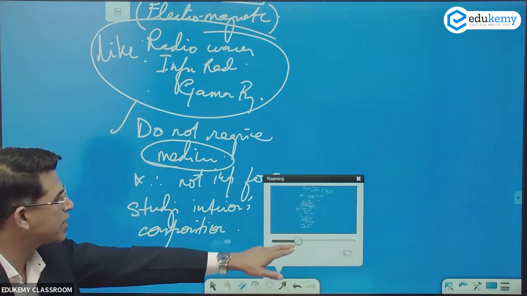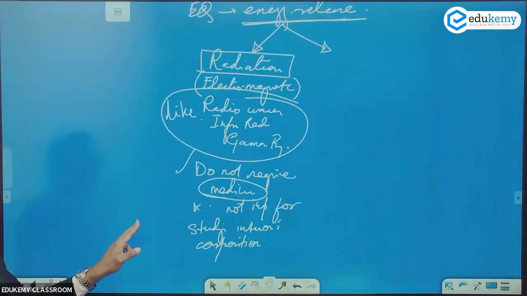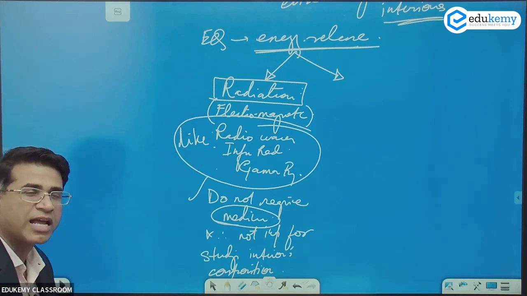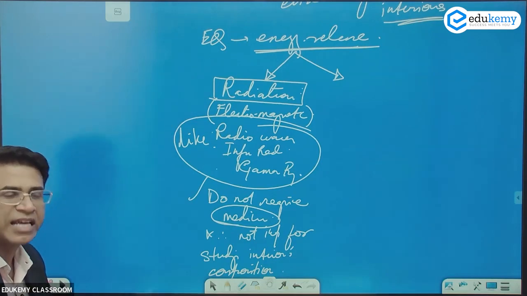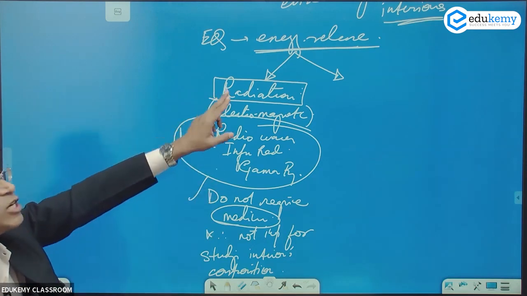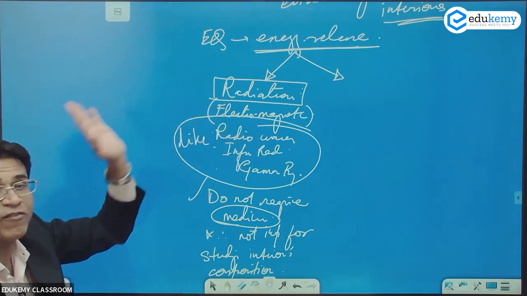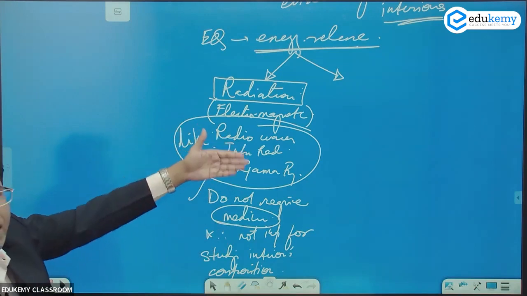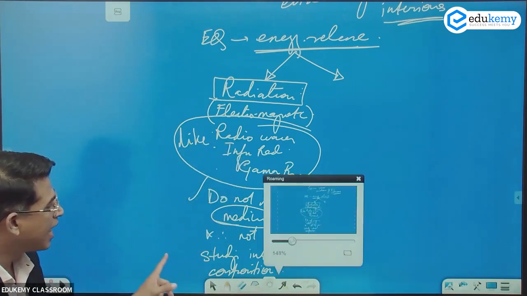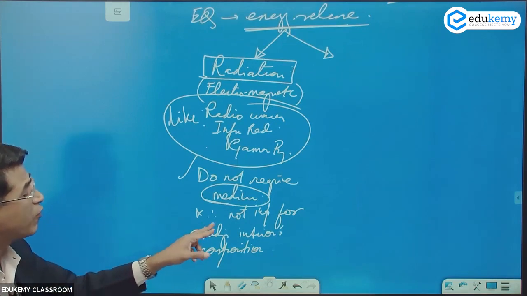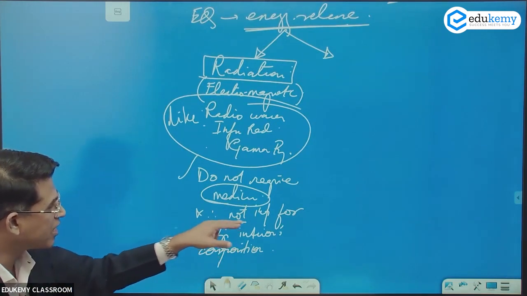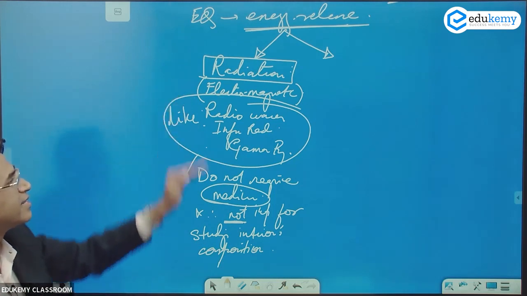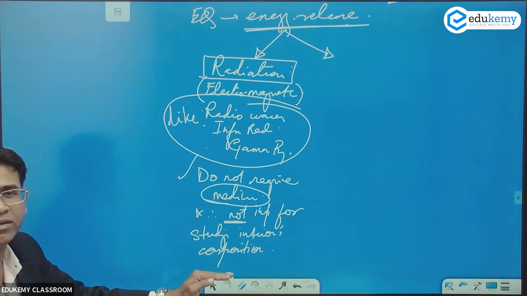So what did I write? Quietly write this down, please. I said earthquakes are a type of energy release. One form is radiation, which is electromagnetic, like radio waves, infrared, gamma rays. They don't require mediums, and therefore they are not important for studying the interior's composition. Can I move on? Clear? All done here?